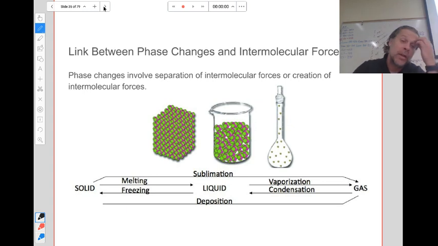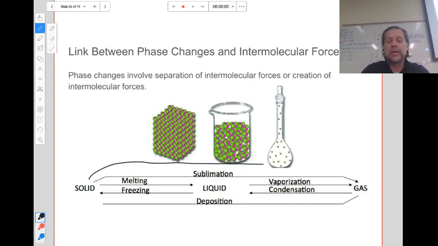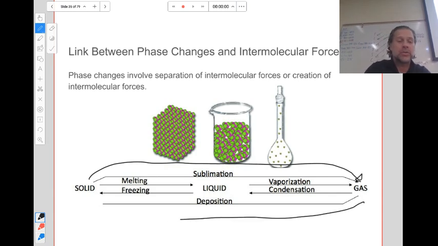Phase changes and intermolecular forces. We know that when a solid goes to a liquid, it melts. When a liquid goes to a gas, it vaporizes. When a gas goes to a liquid, it condenses. And when a liquid goes to a solid, it freezes. We also have the really super big boy and big girl terms: when a solid goes directly to a gas, we call that sublimation, and when a gas goes directly to a solid, we call that deposition.